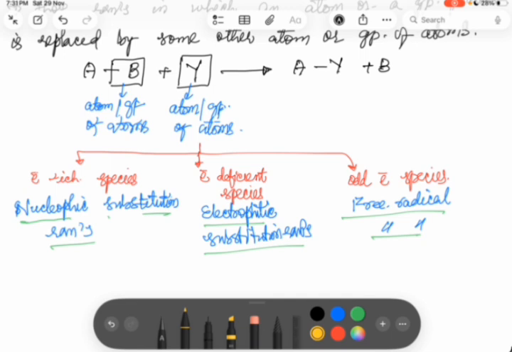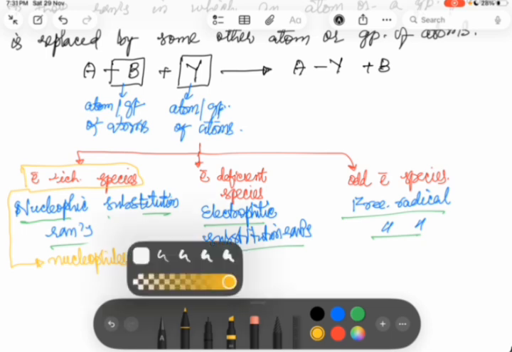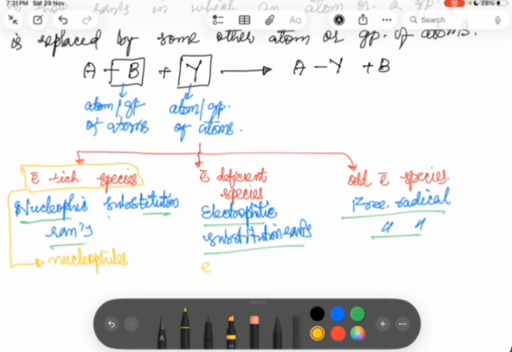Dear students, remember that electron-rich species are termed as nucleophiles, and electron deficient species are termed as electrophiles. Also, odd electron species are termed as free radicals.